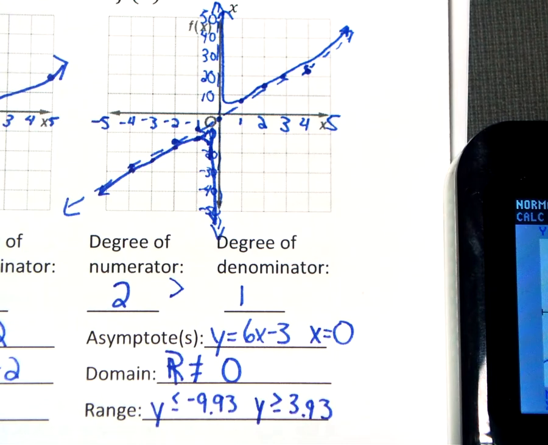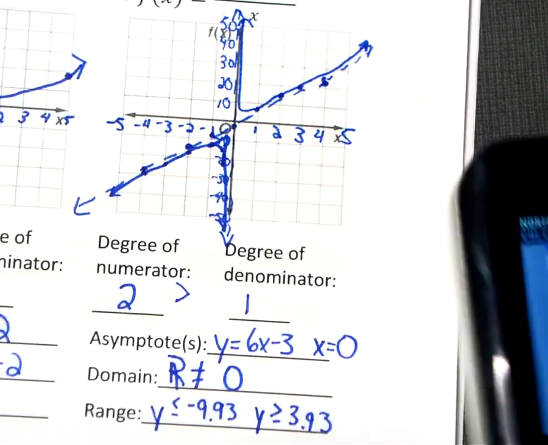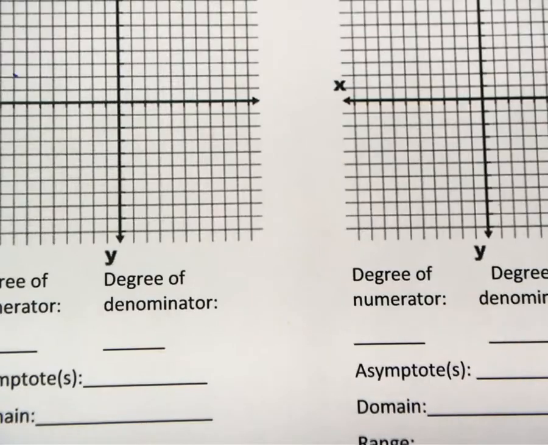The oblique asymptotes are probably one of the most complicated graphs that we'll do this year. Well, not probably. They are the most complicated graph that you'll do this year. So don't get discouraged. They just take some practice. Let's take a look. Got 2 more graphs here before we'll head into the word problem.